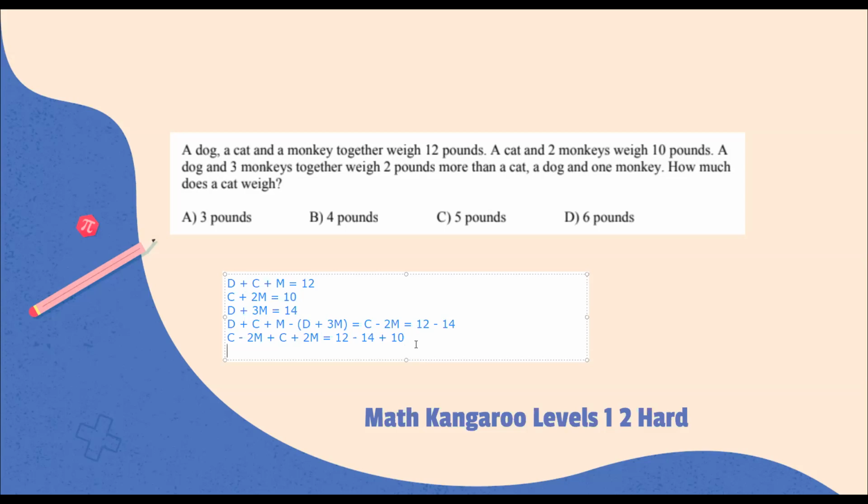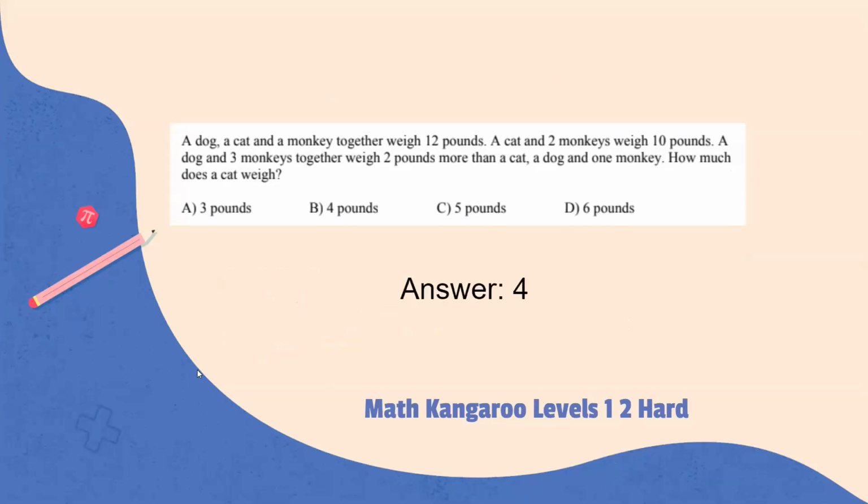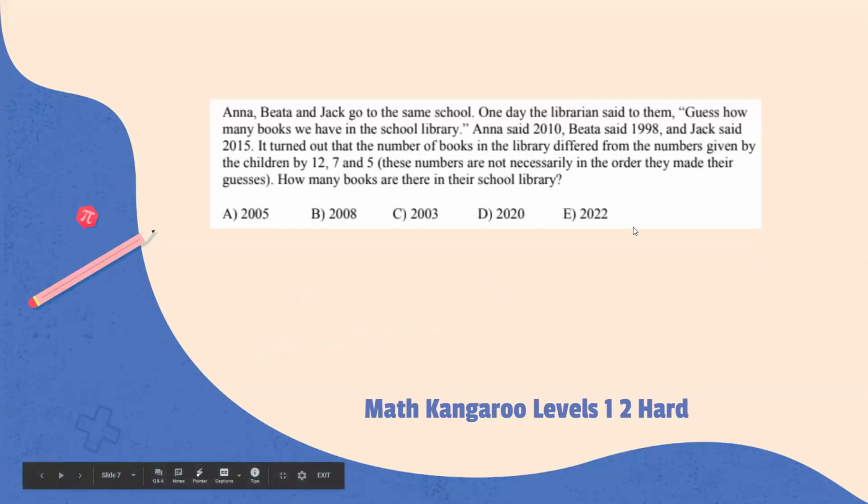What we get in the end is the two monkeys, they cancel out, right? So we would just get 2 cats is equal to 8 pounds. If we cross out the 2 monkeys. And then if we just divide both sides by 2, we can get 1 cat is equal to 4 pounds. Alright.